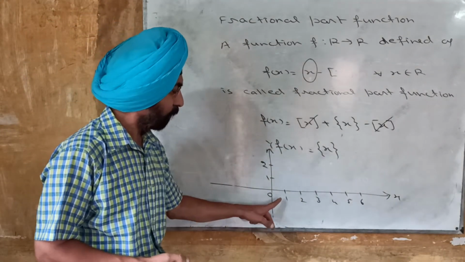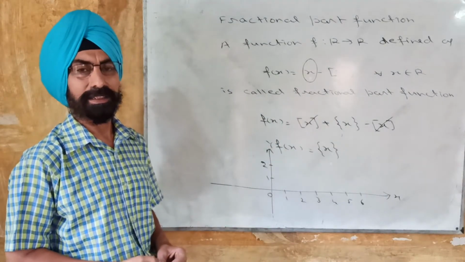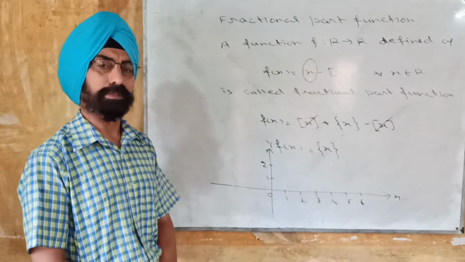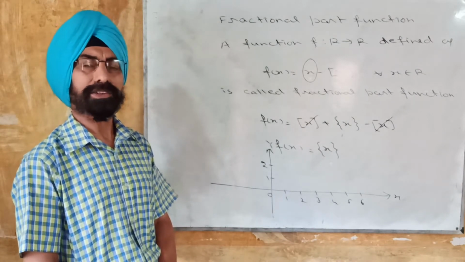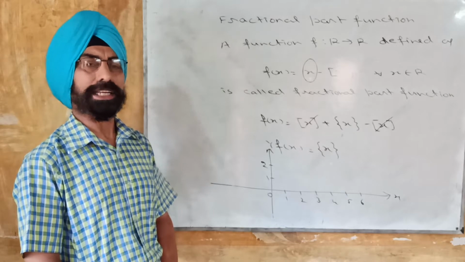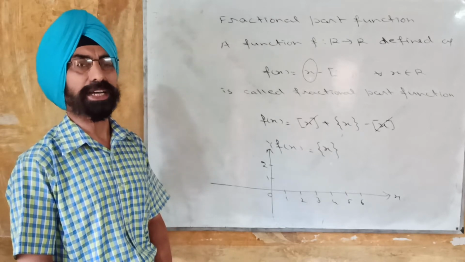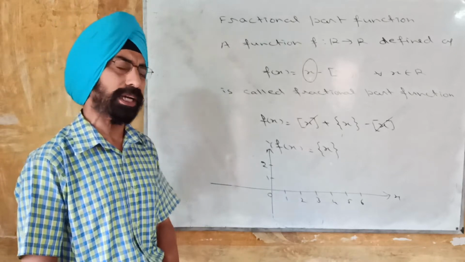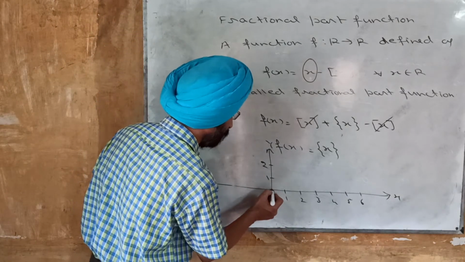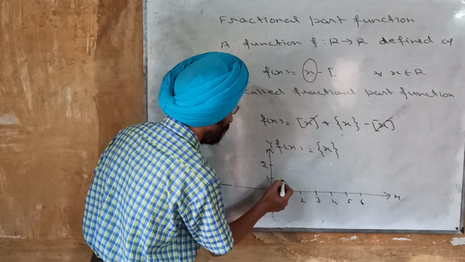When you start from 0 to 1, there will be only the fractional part, because the integral part will be 0. The number itself is equal to its fractional part. That means y is equal to x. That means f(x) is equal to x. And this will become a graph something like that.